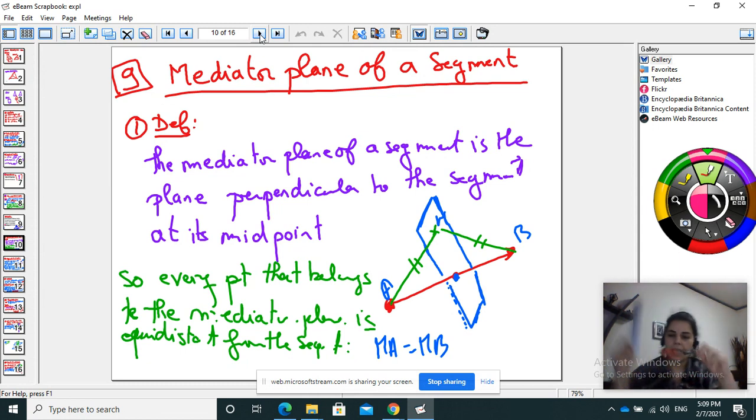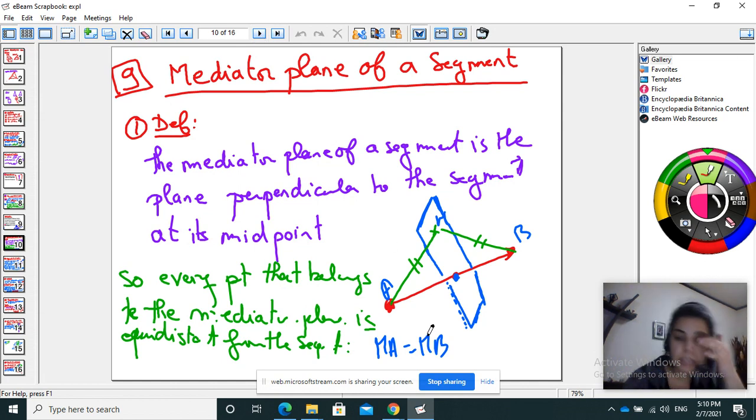What does mediator plane mean? Median means midpoint. So it is the plane perpendicular to the line at the midpoint. And the same as we say if I have a perpendicular bisector, any point on the perpendicular bisector is equidistant. Same idea. If I have the mediator plane, any point on a mediator plane is equidistant from the two vertices of the segment.